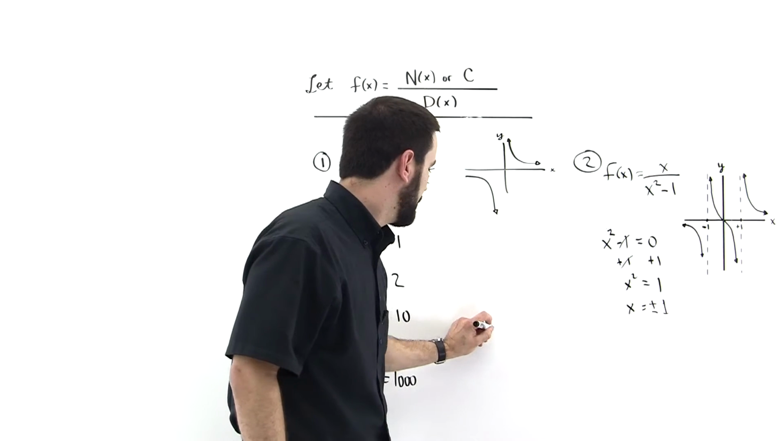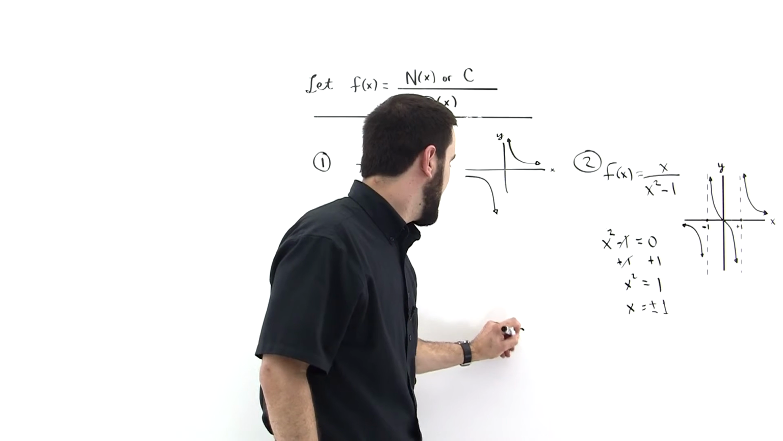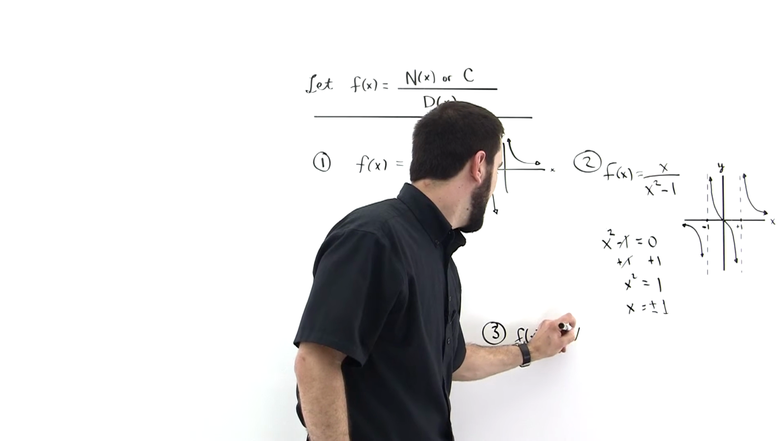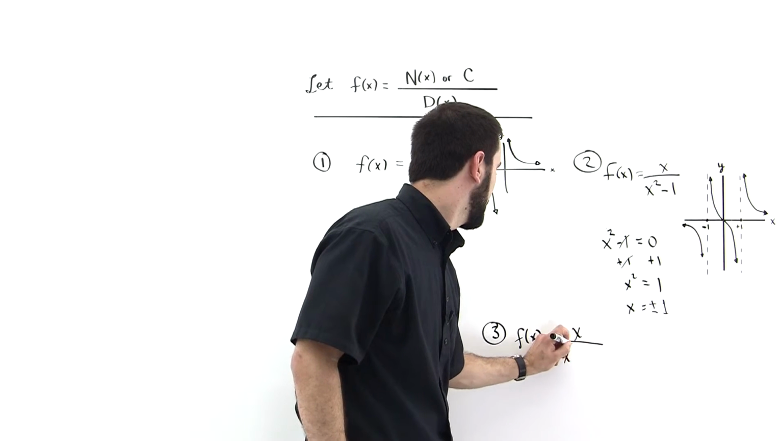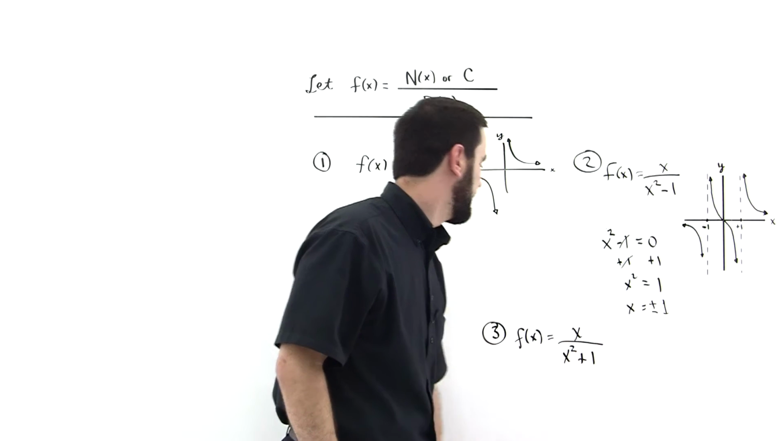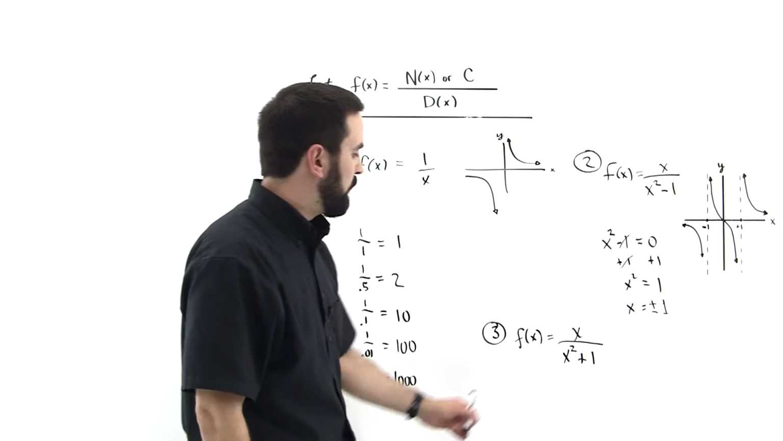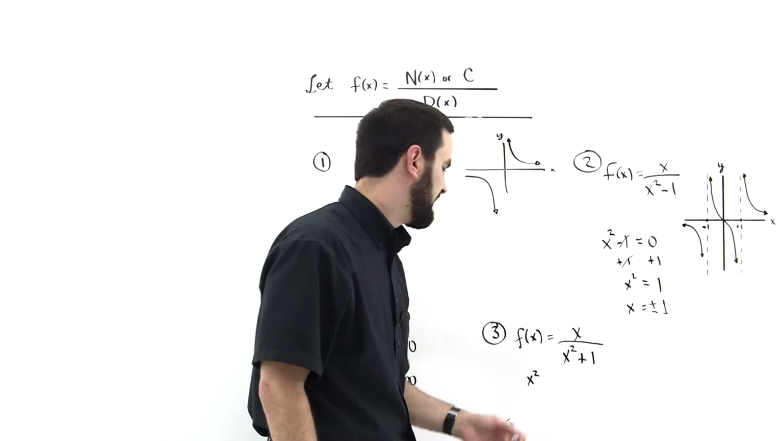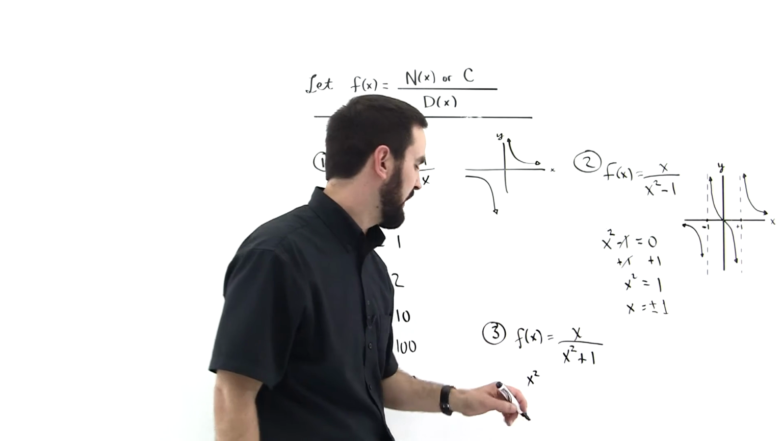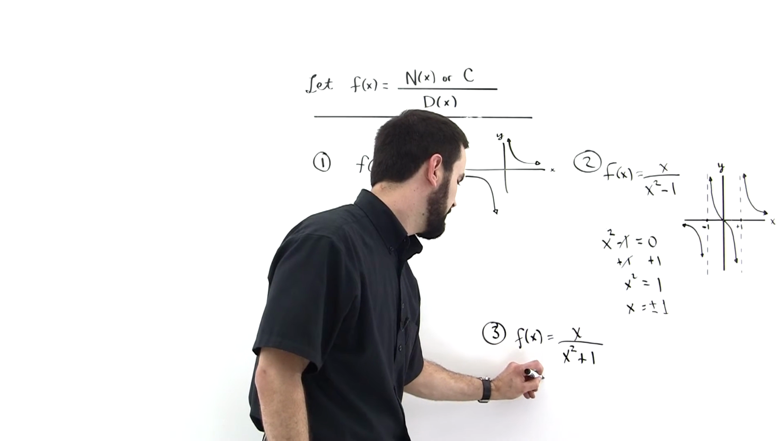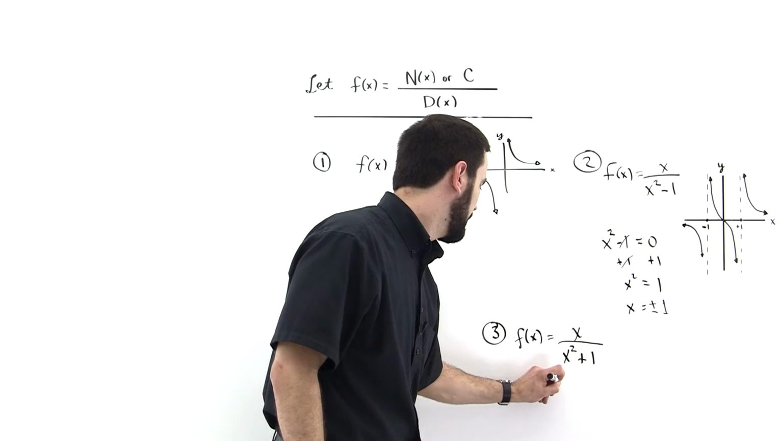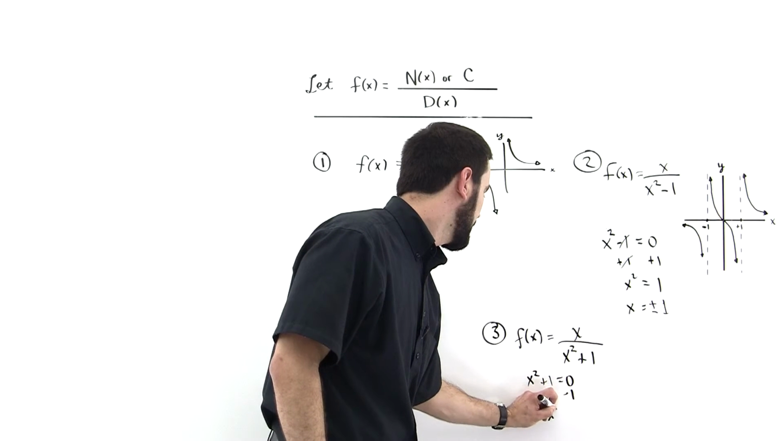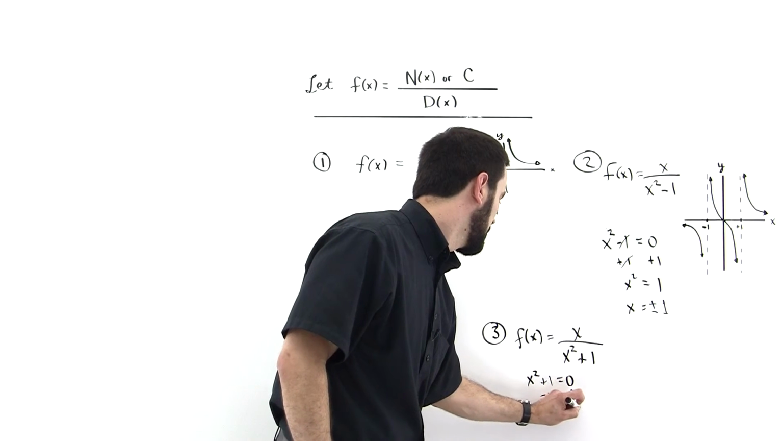The third example will be the following. Let's let f of x equal x divided by x squared plus 1. Whenever we do that, let's set the denominator equal to 0 to find the vertical asymptote. So x squared plus 1 is equal to 0. Subtract 1 on both sides, and we get x squared is equal to -1.